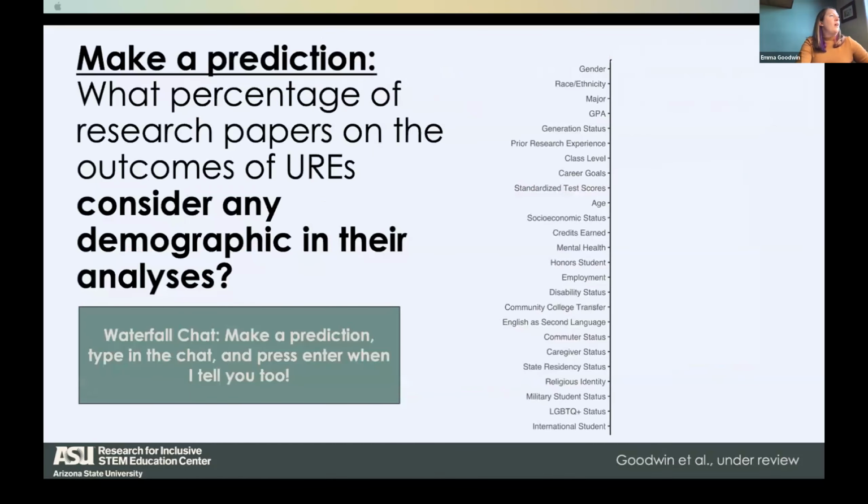So on the right side, I have all of the demographic variables that we coded, and I'd like you to make a prediction. What percentage of research papers on the outcomes of undergraduate research experiences consider any demographics at all in their analyses? And we're going to do a waterfall chat. So I'd like you to make a prediction and type in the chat, but wait, don't press enter yet. I'm going to give you about 20 seconds and then we'll all press enter at the same time. So make a percentage prediction.